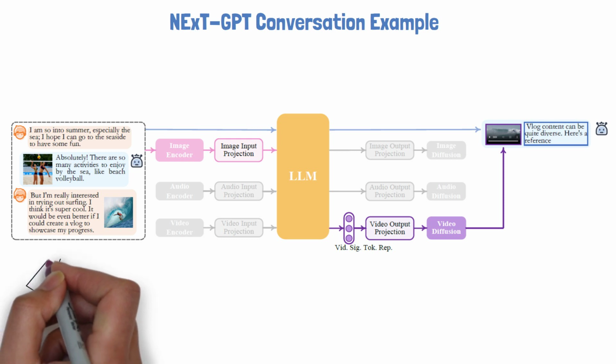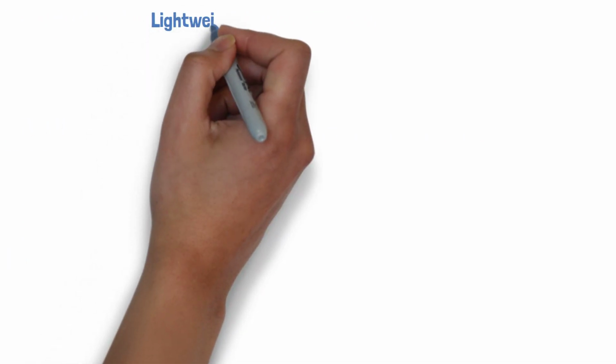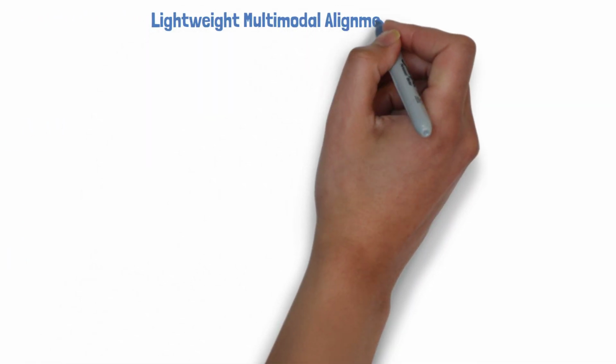Next, we see another step in this conversation, where the user says he is more into surfing and would like to create a video about it, providing a surfing image as a reference. And now we see that the image encoder and projection are not grayed out and passed to the LLM in addition to the text. As output, we get a text saying that here is a video reference, and another surfing video is generated.